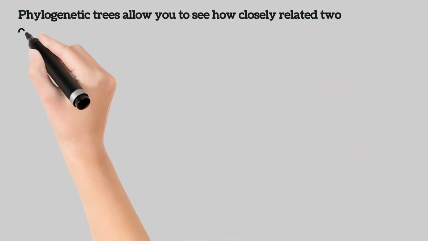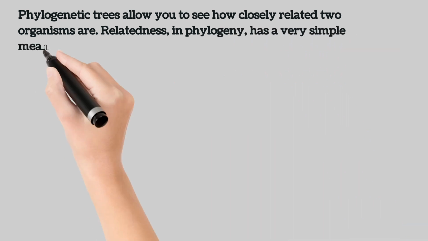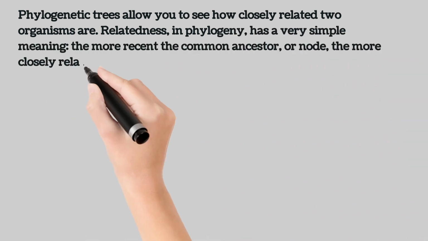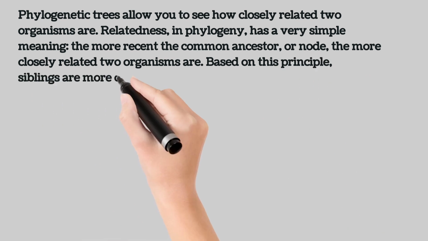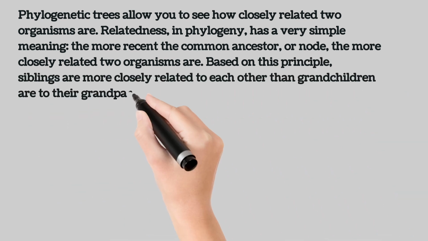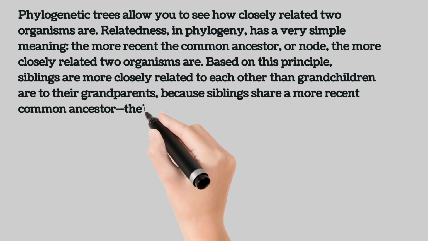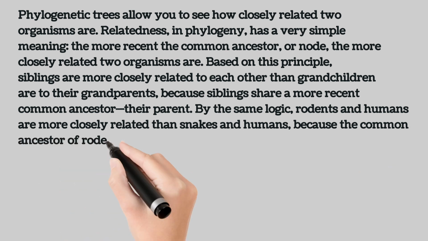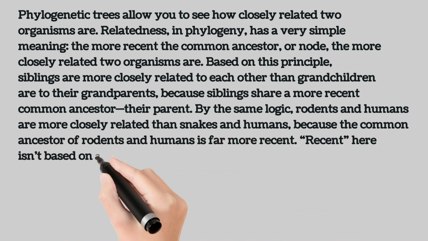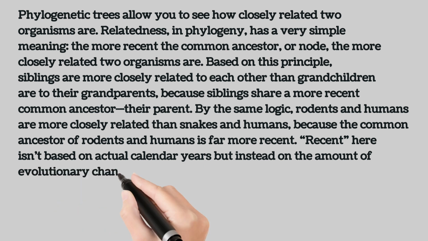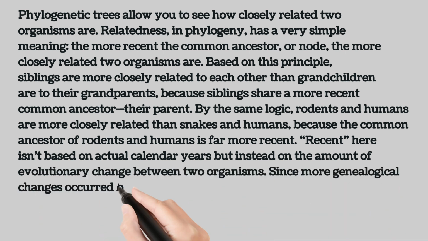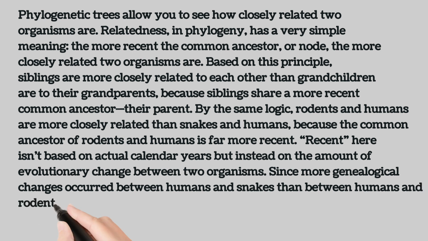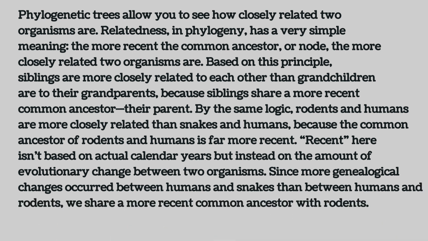Phylogenetic trees allow you to see how closely related two organisms are. Relatedness, in phylogeny, has a very simple meaning: the more recent the common ancestor, or node, the more closely related two organisms are. Based on this principle, siblings are more closely related to each other than grandchildren are to their grandparents, because siblings share a more recent common ancestor, their parent. By the same logic, rodents and humans are more closely related than snakes and humans, because the common ancestor of rodents and humans is far more recent.